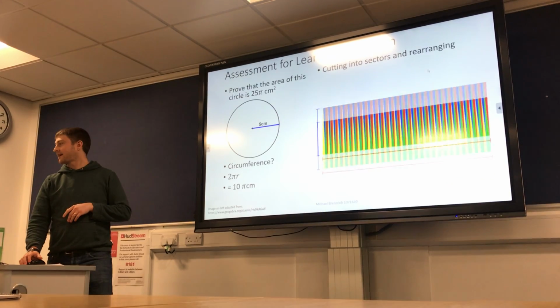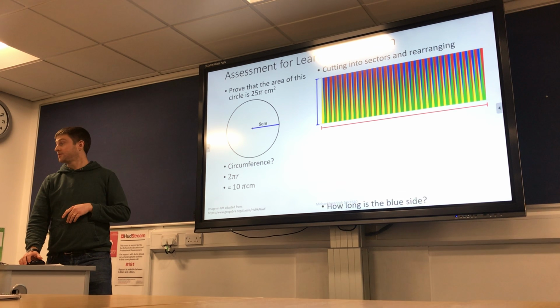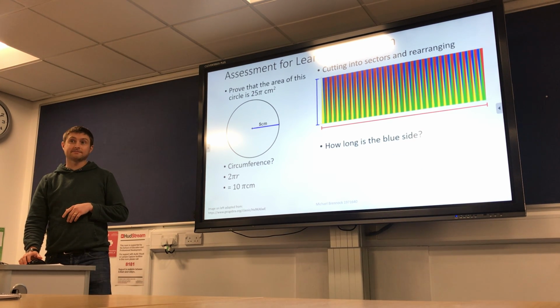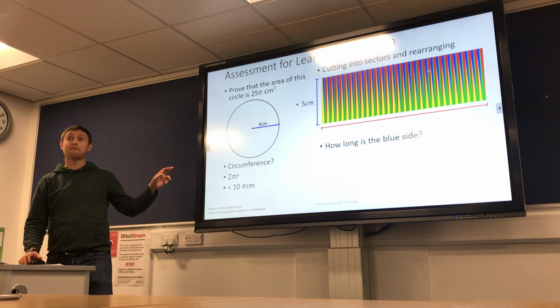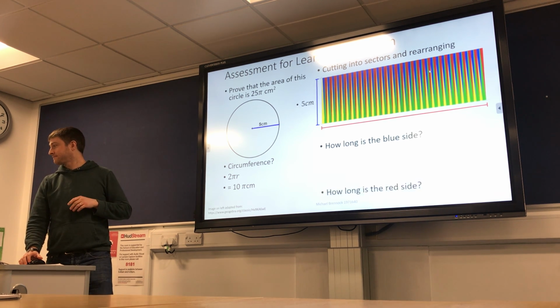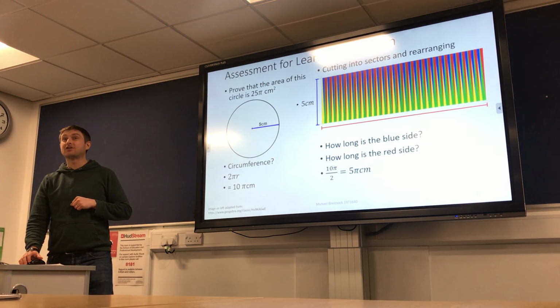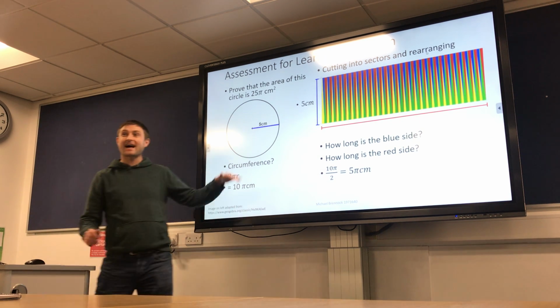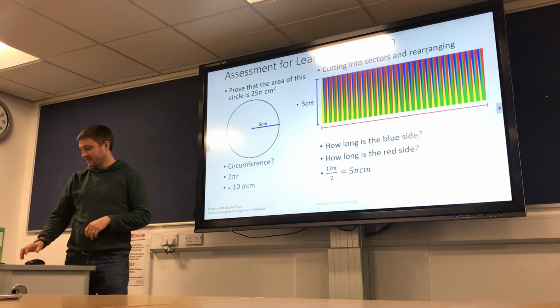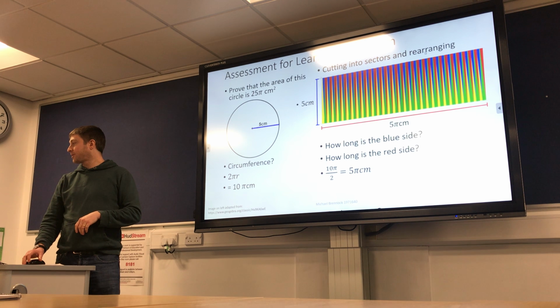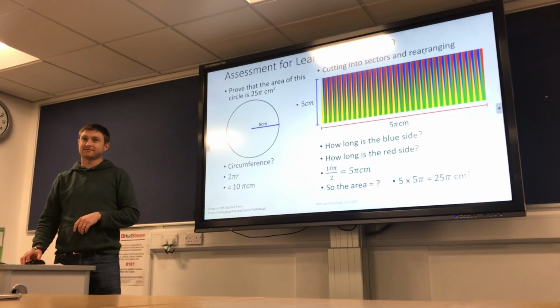Now we break it into a rectangle. How long is the blue side? 5. How long is the red side? 10 pi. Divided by 2 because it's half the circumference. And then we multiply to get the area: 5 times 5 pi, 25 pi centimetres squared. Yeah, nice one.